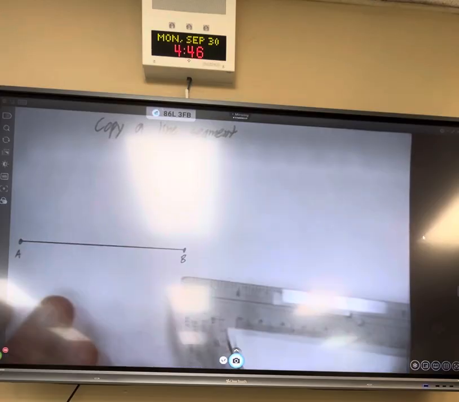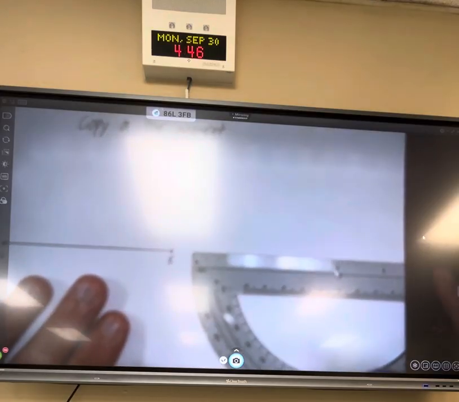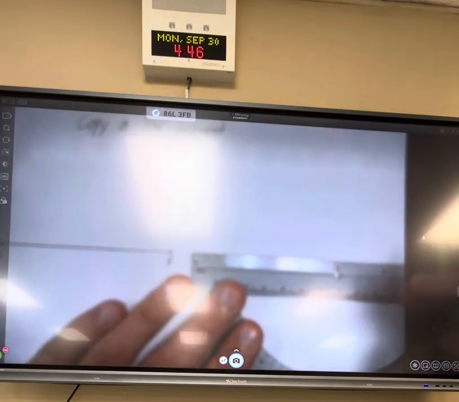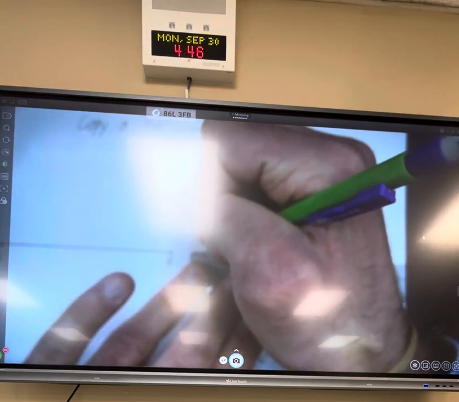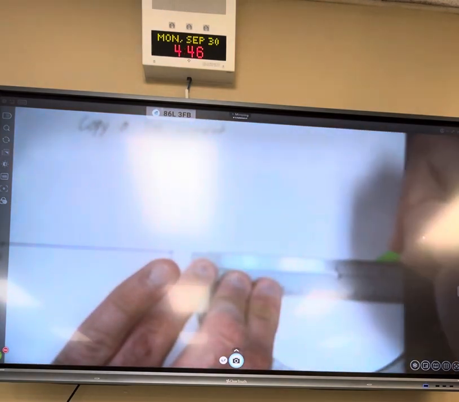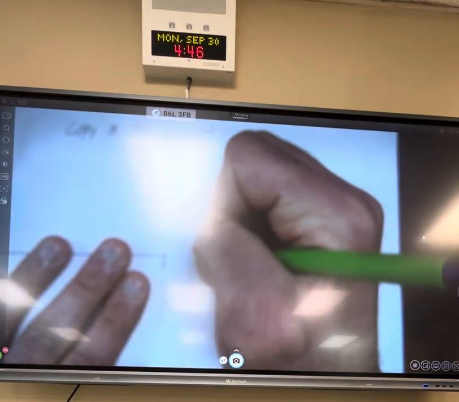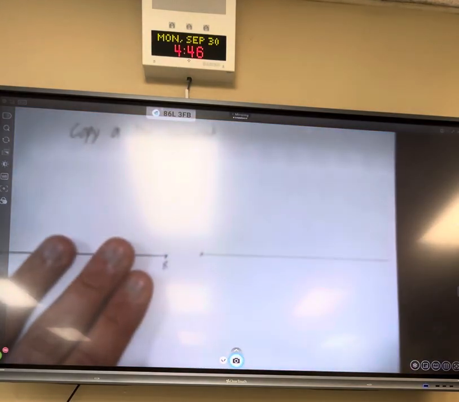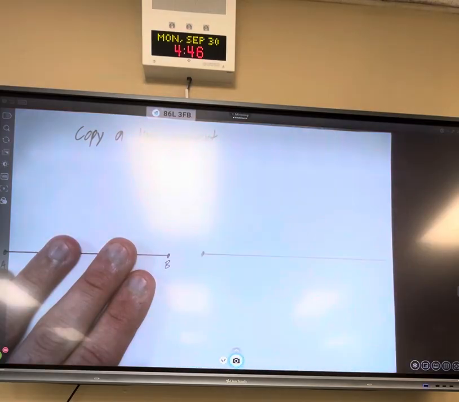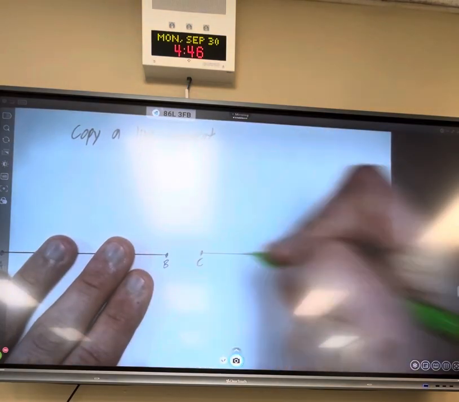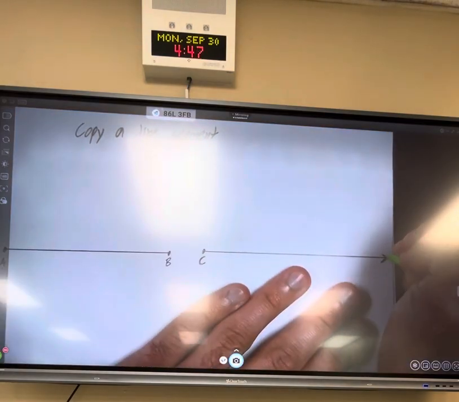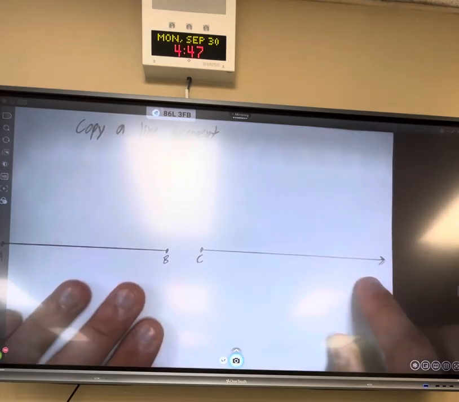So let's do that. The first step I've got to do is draw a reference ray that's going to be a little bit longer than I think I'm going to need. So first step is draw a ray with endpoint C. That means this has to be my C. Please make sure that you do all of these little details because this matters, okay?